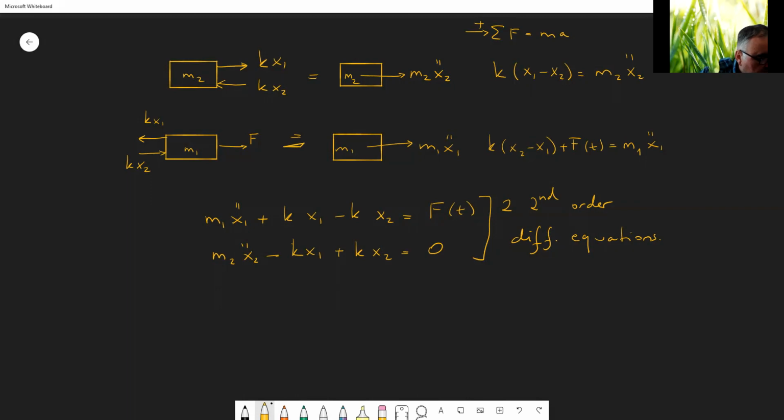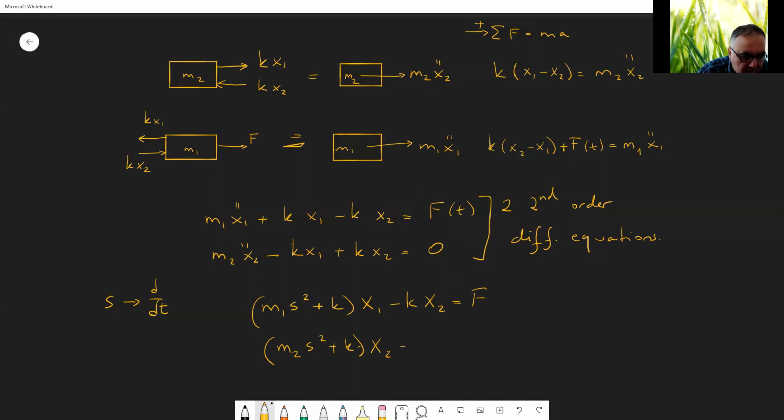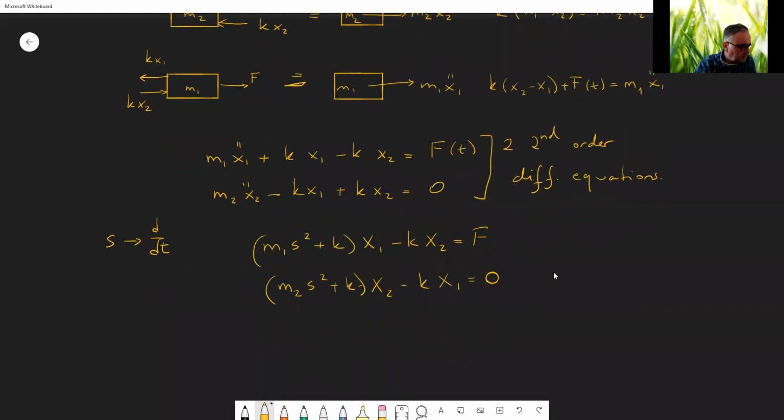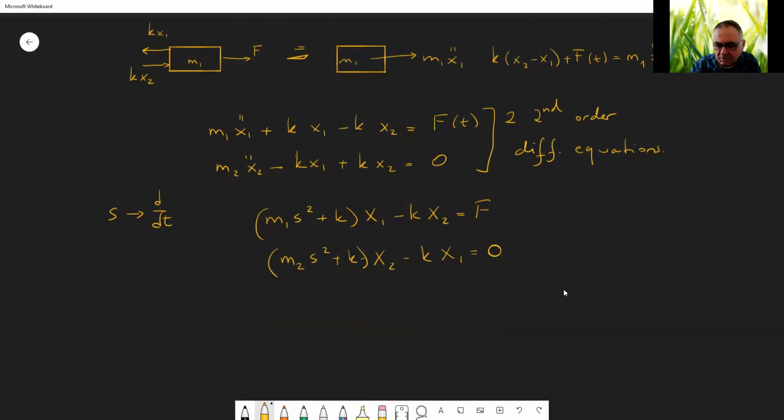For example, use s in terms of d by dt, in which case you will get m1 s squared plus k, let's say x1, minus k x2 is equal to f, and m2 s squared plus k x2 minus k x1 equals 0, from which you can actually solve for the necessary transfer functions.